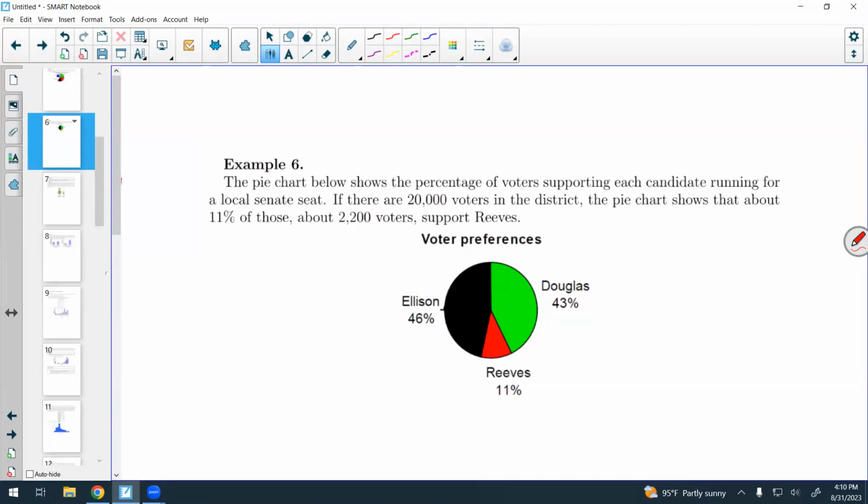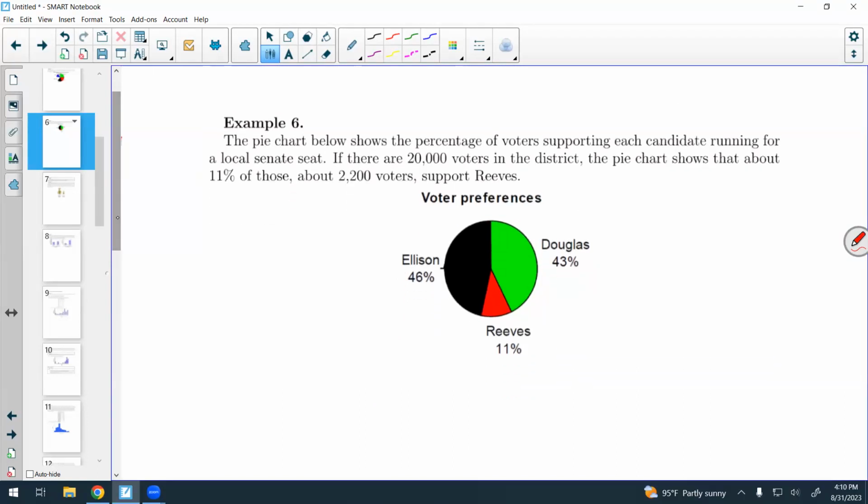So here we have another representation of a pie chart. In this chart, we show percentages of voters supporting each candidate running for a local Senate seat. So if we had 20,000 voters in the district, the pie chart shows that 11% of those, which would be roughly 2,200, support Reeves. So again, there are colors to differentiate. We also list who each one represents, and we also list, in this case, the proportion, the percentage of people that voted for them.